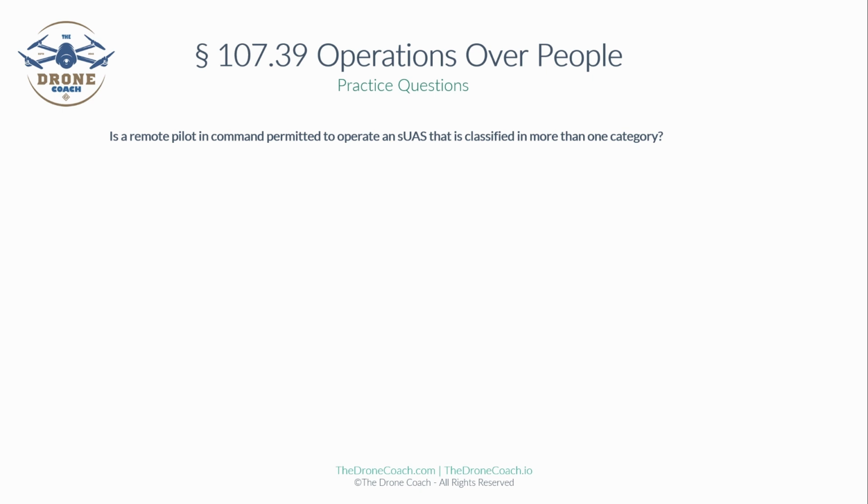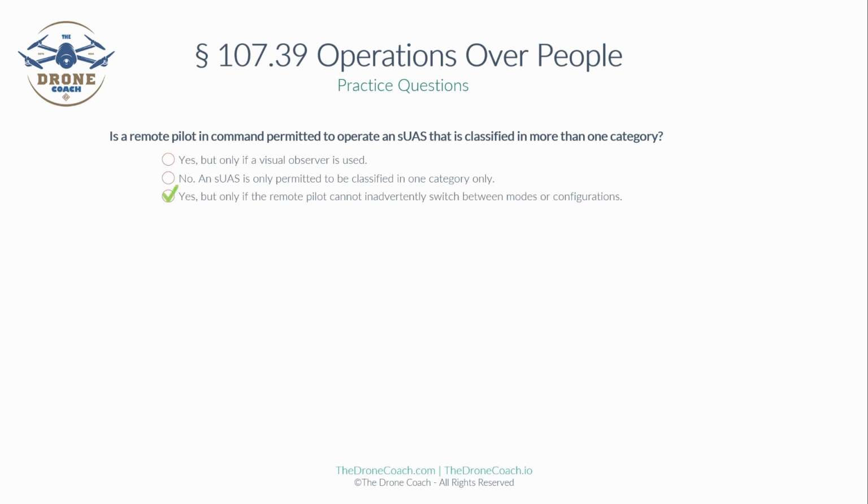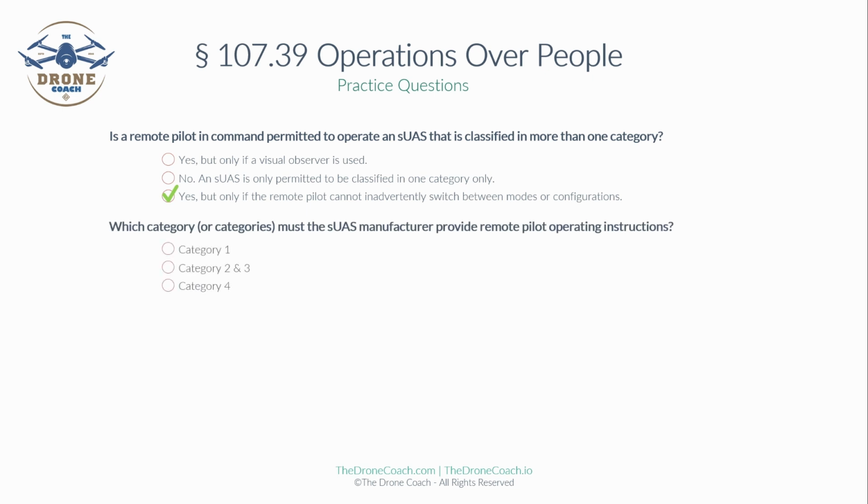Is a remote pilot in command permitted to operate a drone that is classified in more than one category? Now, I think you might remember that's a yes, but only if the remote pilot cannot inadvertently switch between modes or configurations. Which category or categories must the drone manufacturer provide the remote pilot operating instructions? The drone manufacturer must provide the remote pilot operating instructions for Categories 2 and 3.